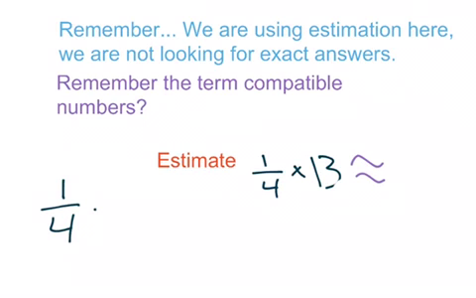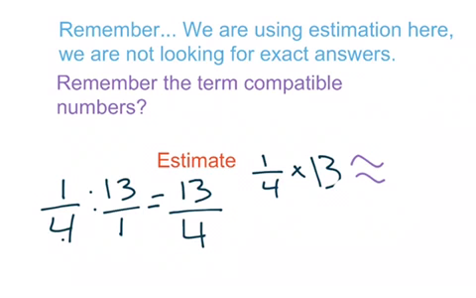1/4 times 13 over 1. Remember, when we multiply fractions, we multiply straight across, so 1 times 13 is 13, and then 4 times 1 is going to be 4. Then you have an improper fraction, and then you have to make it a mixed number, which is totally fine. You can totally do that. But it's a little bit easier when we're estimating to use more compatible numbers.